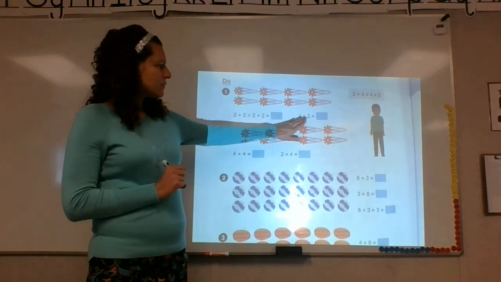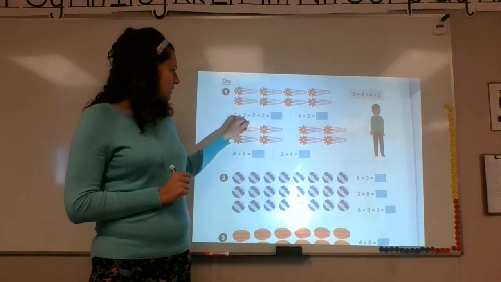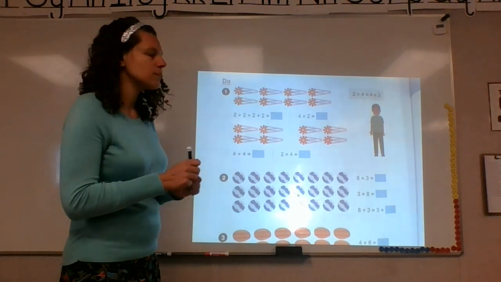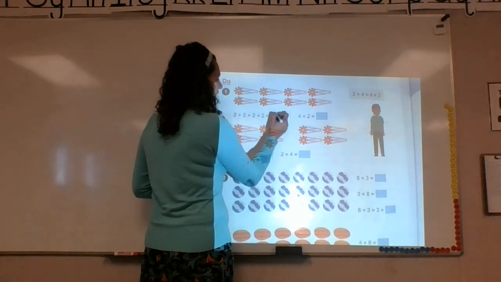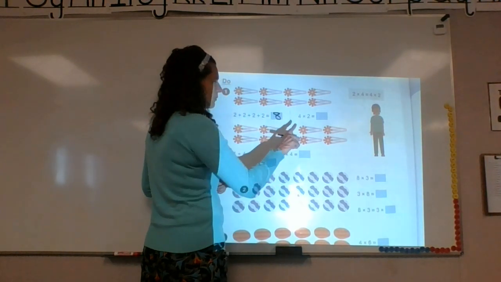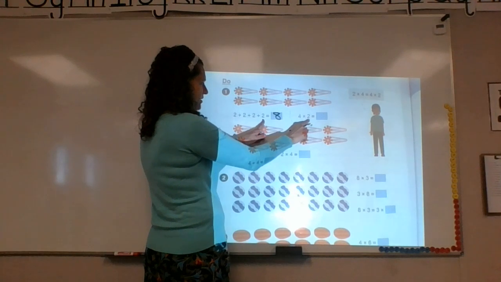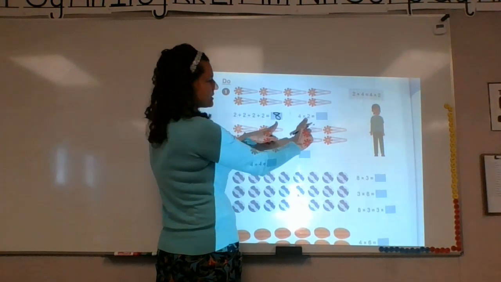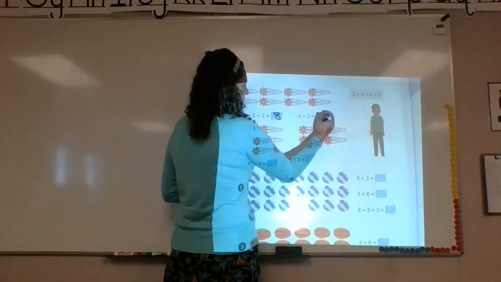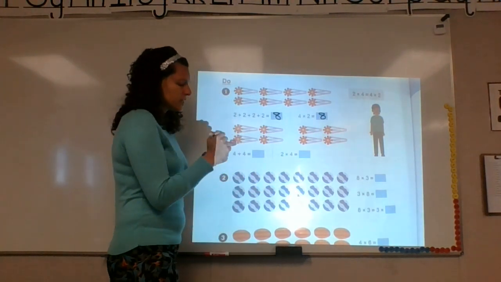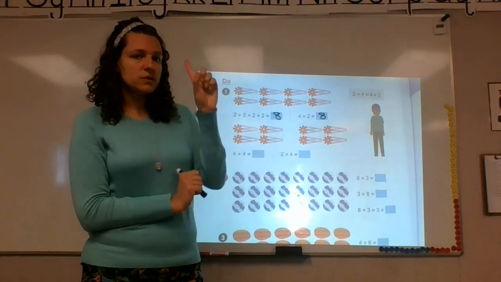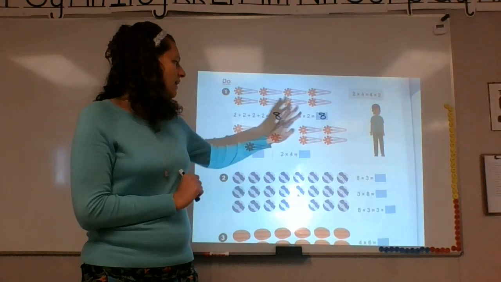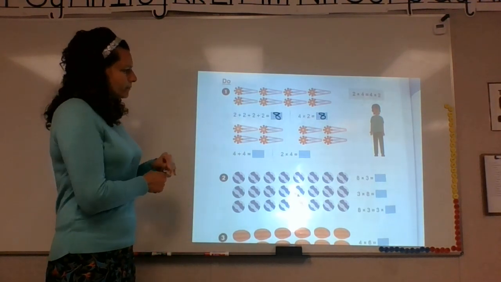All right, so 2, 4, 6, 8. What's 2 plus 2 plus 2 plus 2? Right, it's 8. And what's 4 times 2? Remember, these are just different ways of writing the same thing, so our answer is going to be the same. What's 4 times 2? It's 8. If I wanted to check, I could skip count by 2s 4 times: 2, 4, 6, 8. All right, so I know that answer is correct.